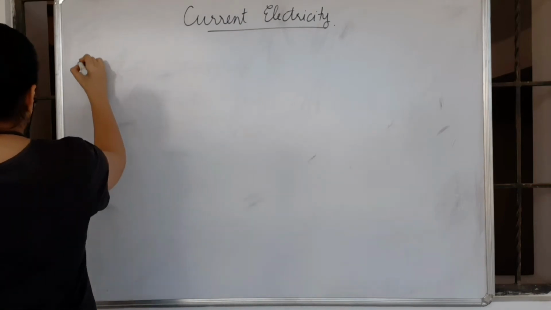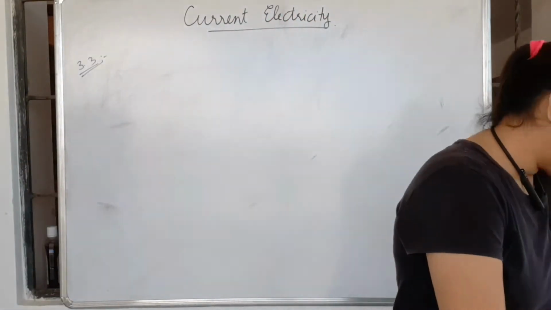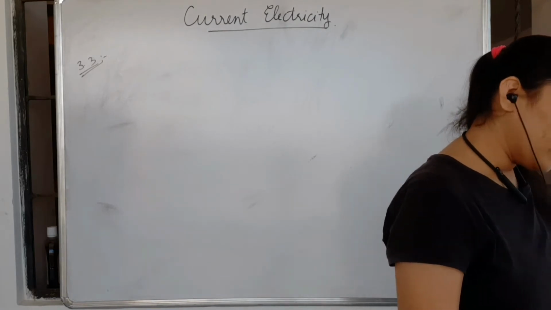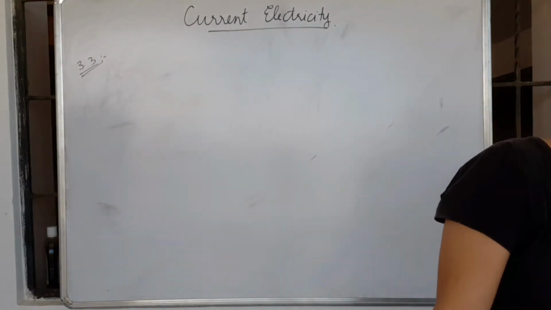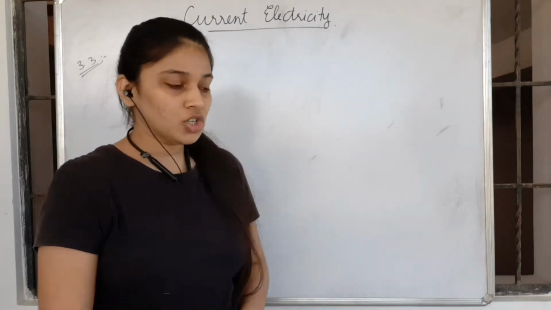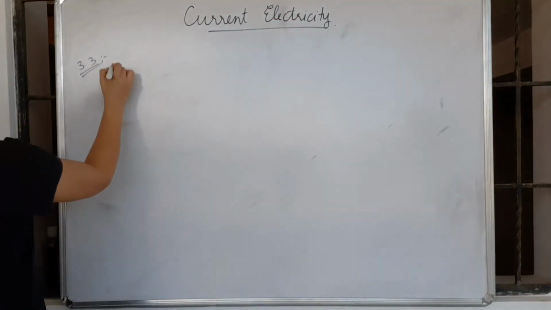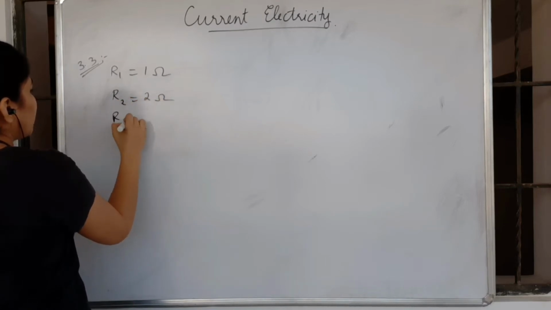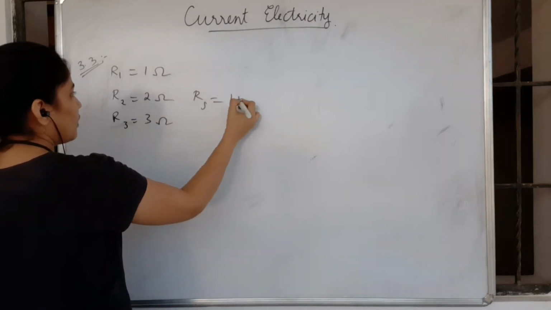Question number 3.3 is quite basic. It's given that the three resistors 1 ohm, 2 ohm, 3 ohm are combined in series. What is the total resistance of the combination, and if the combination is connected to a battery of EMF 12 volt and negligible internal resistance, obtain the potential drop across each resistor. For this question they are asking first, what is the equivalent resistance. So R1, R2 and R3. The equivalent resistance in series combination will be R1 plus R2 plus R3.